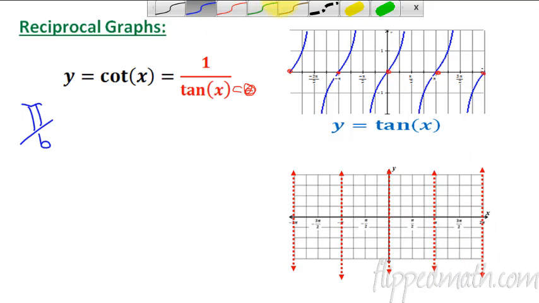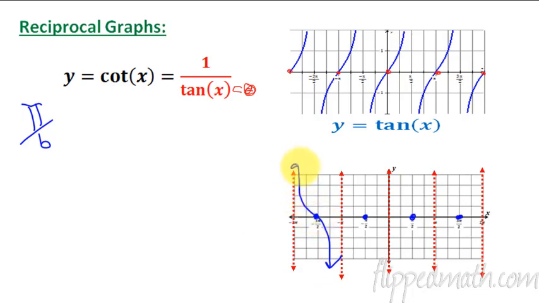Okay, so what do we do with that? Tangent is going to be, or cotangent, excuse me. You just find the middle of the vertical asymptotes. That's where it's going to be the middle. And this graph goes the opposite way, like that. So it's going to go the opposite way, the reciprocal of what tangent would do. So they look kind of similar. There we go.